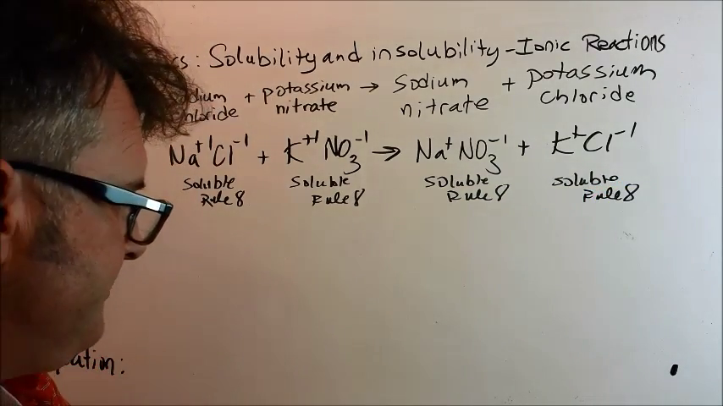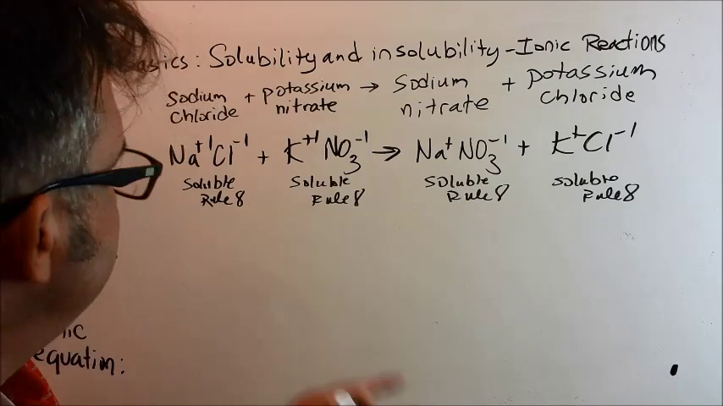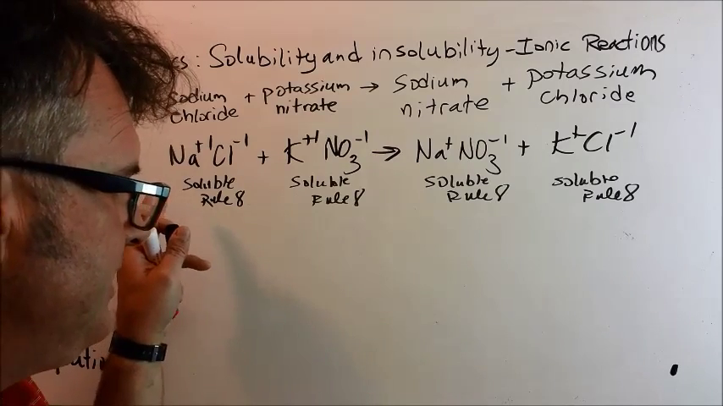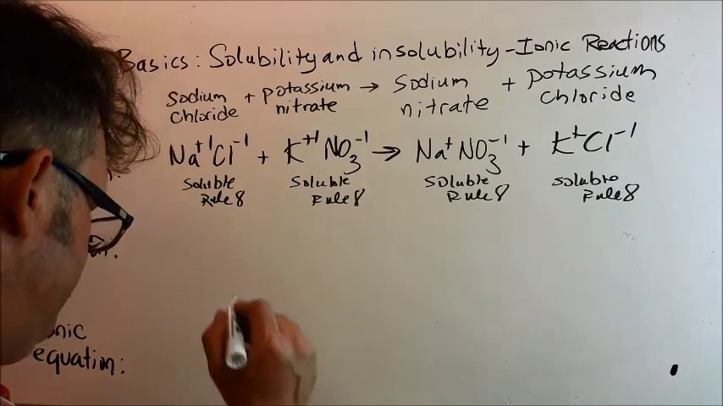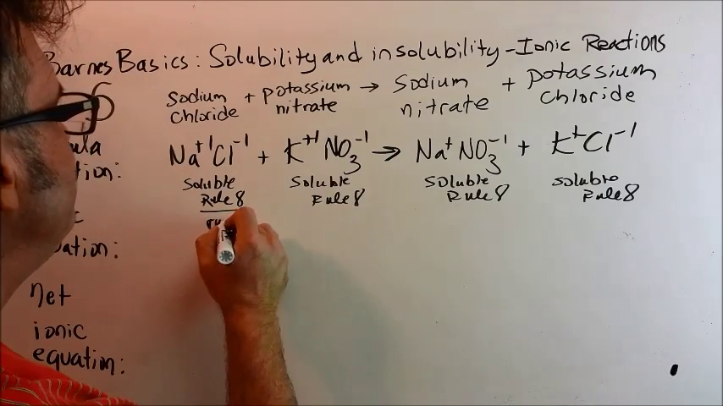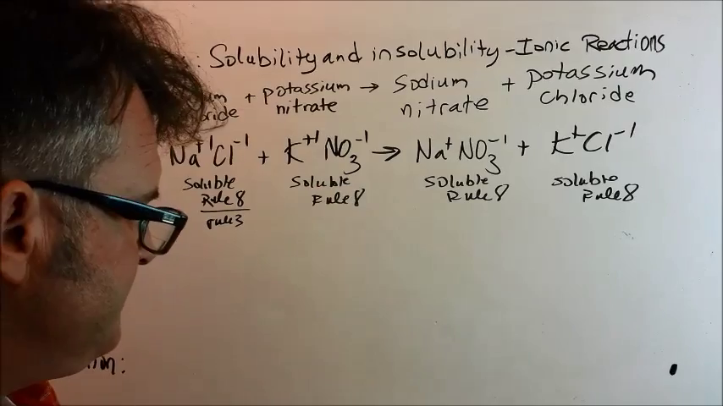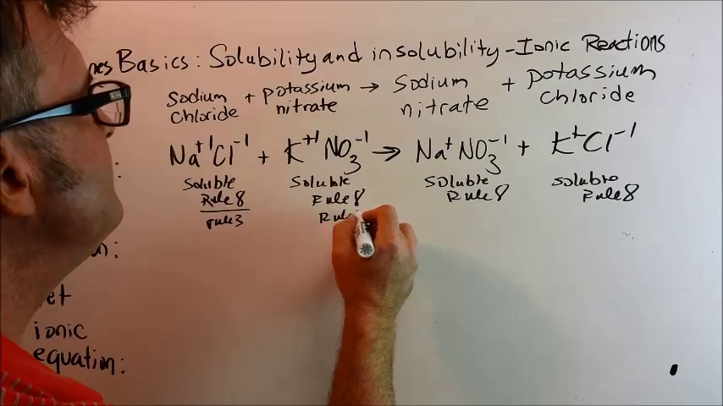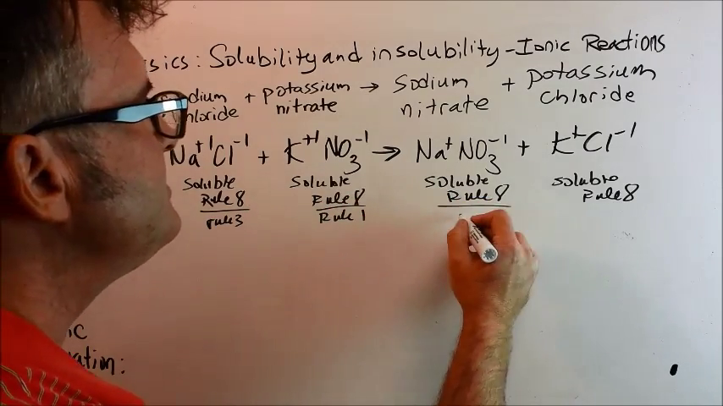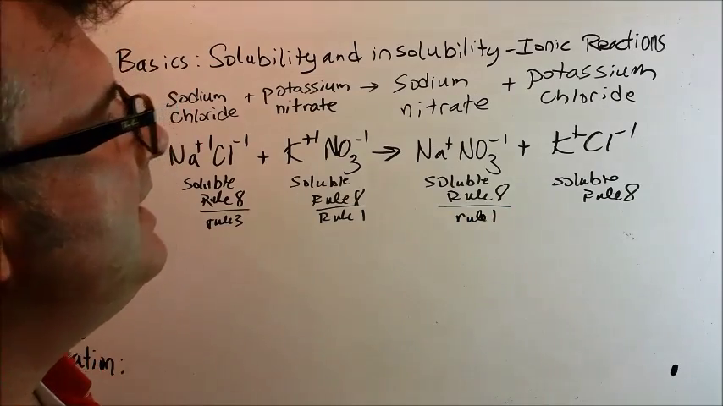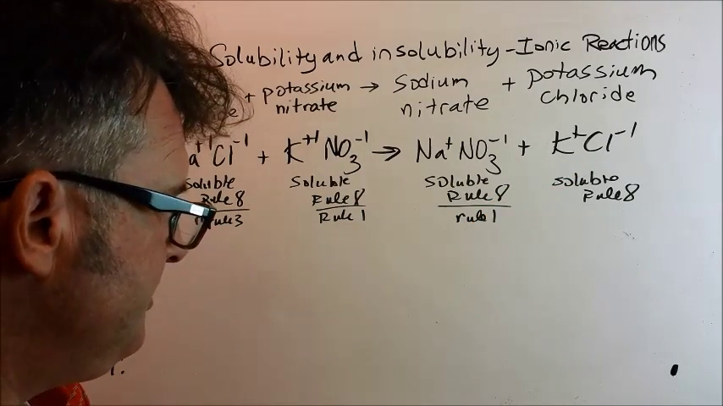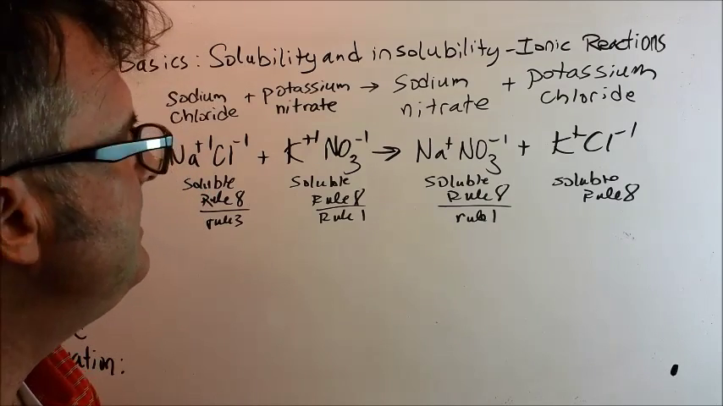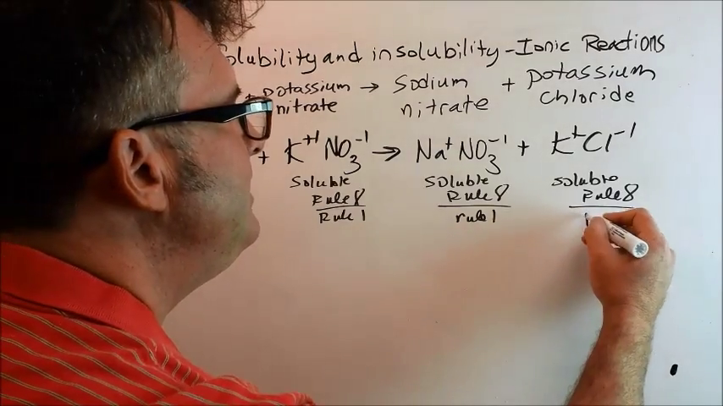When we look at rules for chlorides, bromides, and iodides, it says that all chlorides are soluble except for silver, lead, and mercury. So rule number 3 says that this one is soluble. Nitrates: rule number 1 says all nitrates are soluble, so it's soluble because of rule 1. Same thing here, soluble because of rule 1. And the same rule on the chlorides. Rule number 3, all chlorides, bromides, and iodides are soluble except for silver, lead, and mercury. So we have a rule 3.